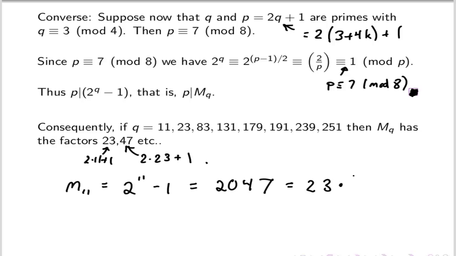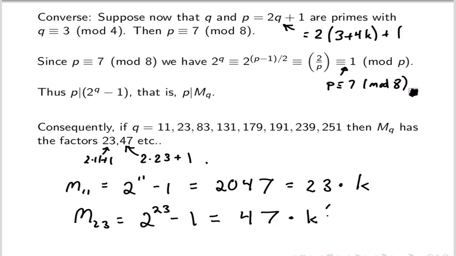23 times some k. And that M23, 2 to the 23 minus 1, is divisible by 47 times some k prime. So not only are they composite, we actually are given factors of these numbers by this test.